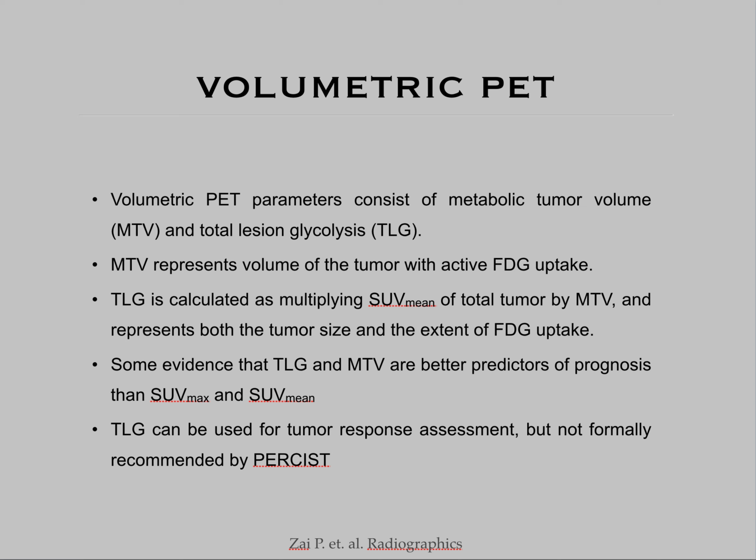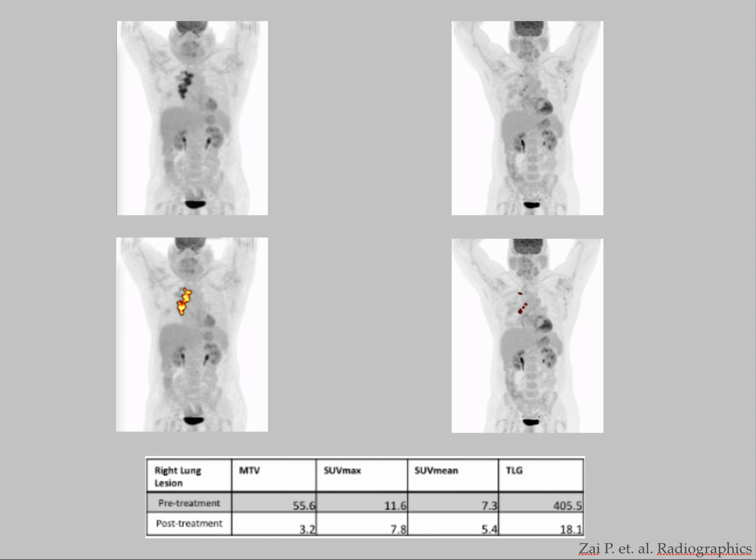I think when I first got my hands on the software that was able to calculate it, my personal interest lasted for about 3 to 4 weeks, and then I got lazy and stopped reporting them. So this is how it would look using various software. It's possible to contour the tumor.